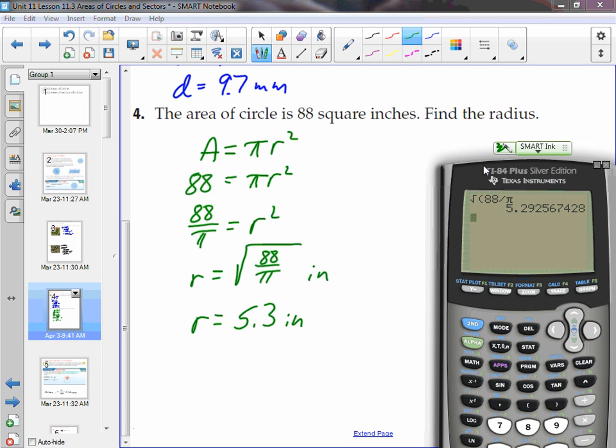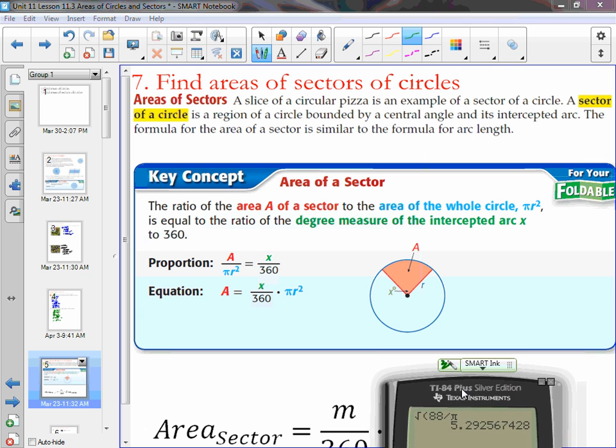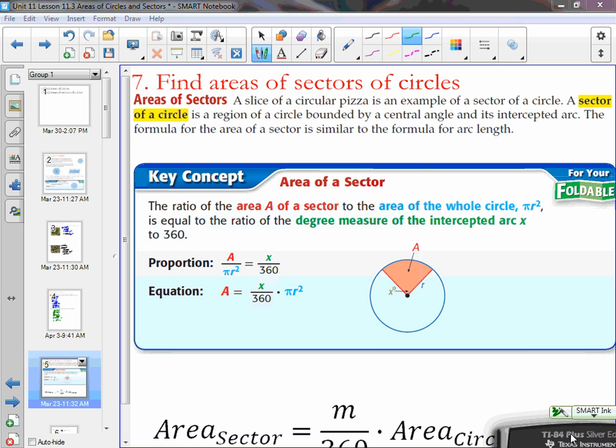All right, now we're also supposed to be able to find the areas of sectors of circles. So we need to know what a sector is. And a sector is that slice. You know, when we developed the area formula, we did it by making those slices. So a slice of a circular pizza is an example of a sector of a circle.